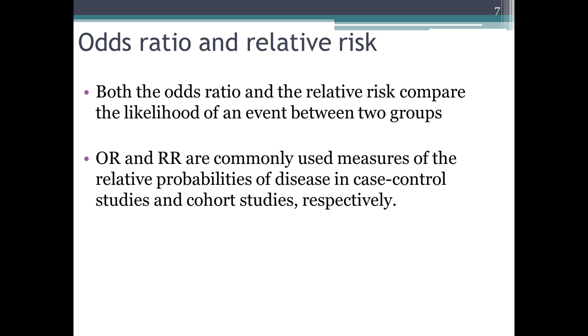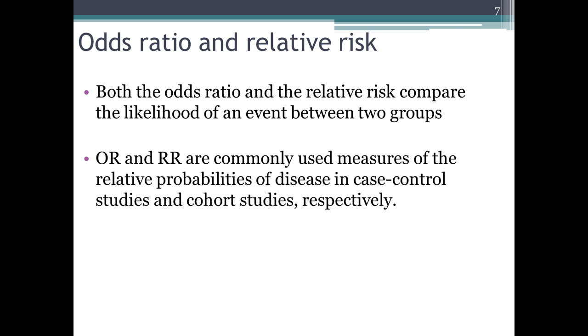Both odds ratio and relative risk compare the likelihood of an event between two groups, and that's the limitation of odds ratio and relative risk. You can only do a statistical analysis between two groups. If you go beyond two groups, there are many other statistical procedures that will be covered in other advanced statistics courses. But for this course, we're going to talk about odds ratio and relative risk. And again, the limitation is that this is only good to compare between two groups.